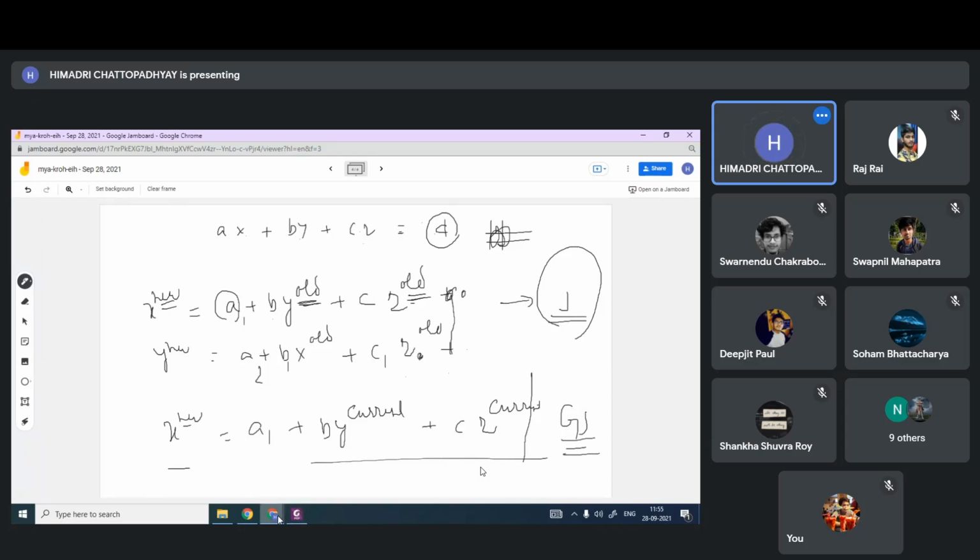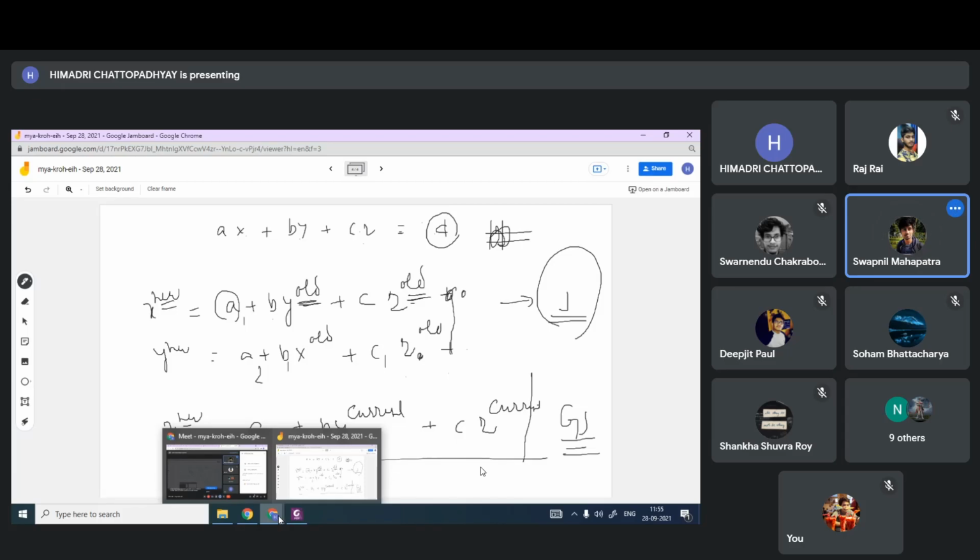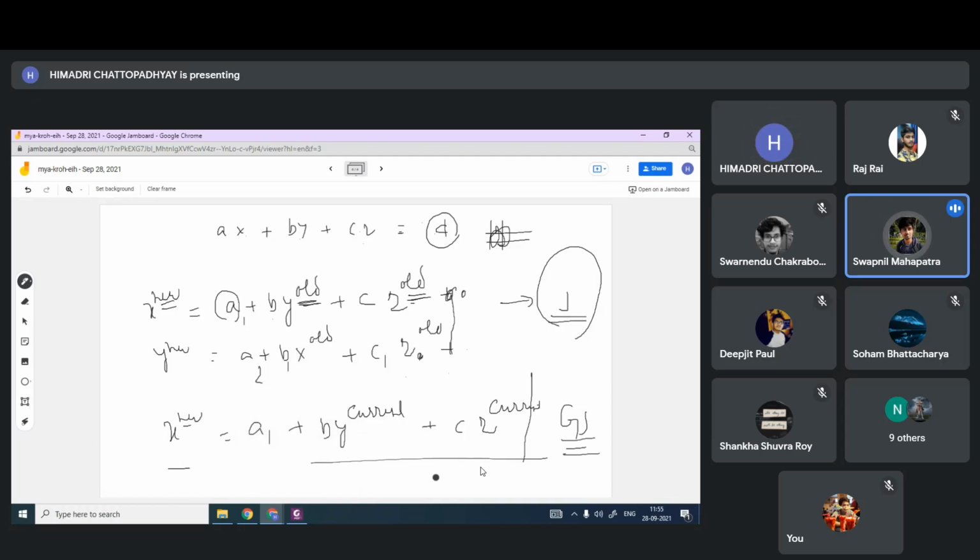Sir, in the Gauss-Seidel method, suppose the current values are x7, y7 and z7. When we have the x7 value, that will be less accurate than the z7 value. But in Jacobi, the accuracy of x7 and z7 will be the same. Because in z7 we are using the current x value and the current y value, but in x7 we are using the old y and z values.